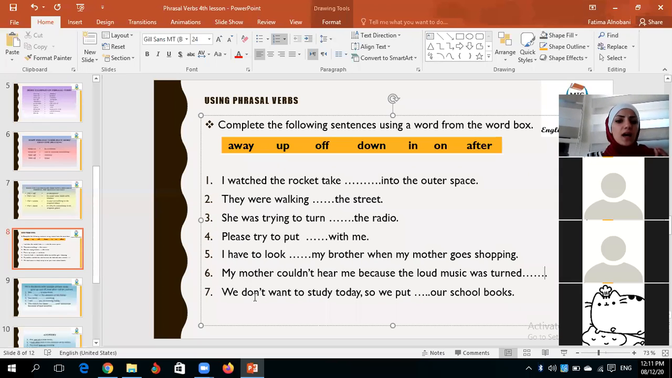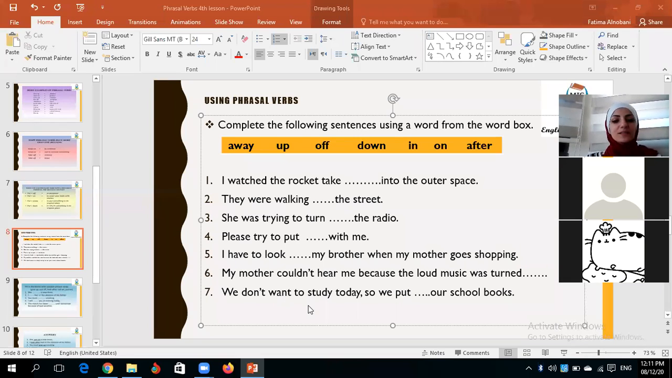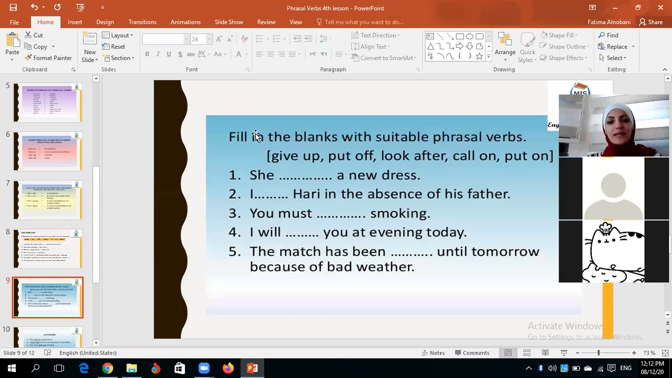Good. We don't want to study today, so we put our school books. You don't want to study any day. Okay, I need someone who's raising his hand. Mira, can you answer number 7? We don't want to study today, so we put away our school books. To put away means to put it in its original place, where you always hide it under some rock in the desert, and you never take it out. Anyway, thank you very much.